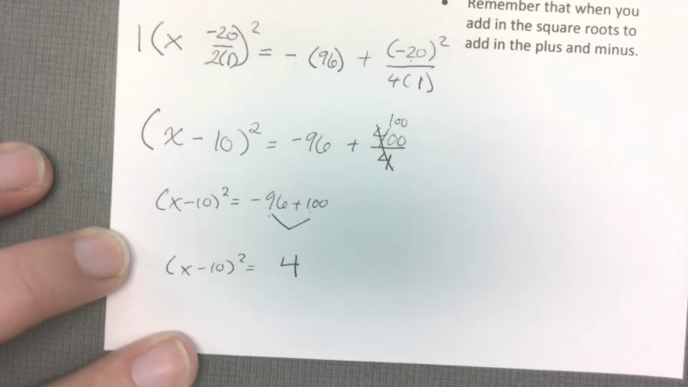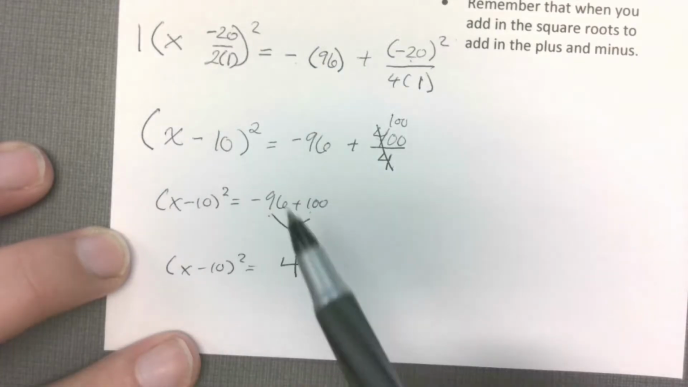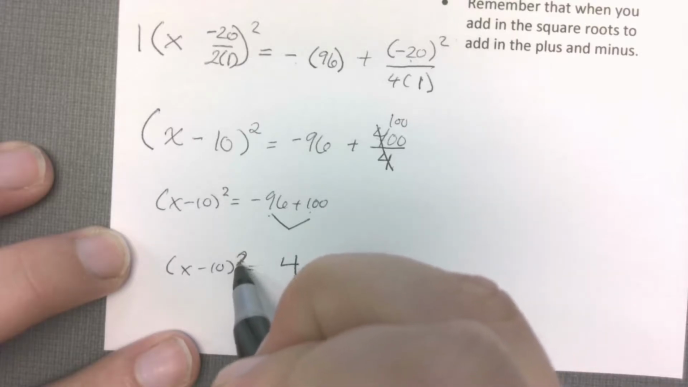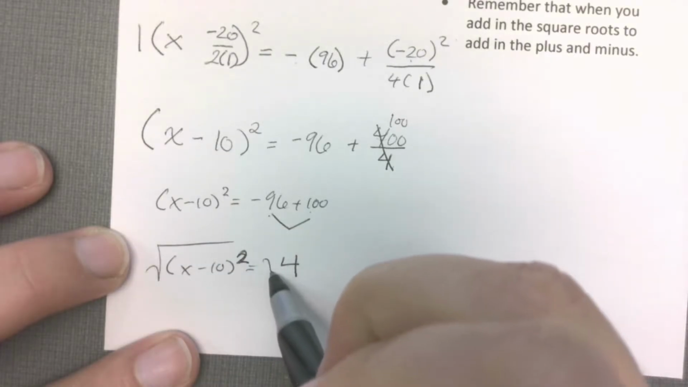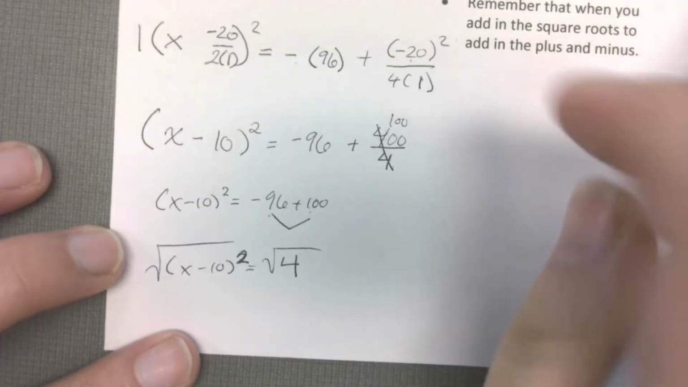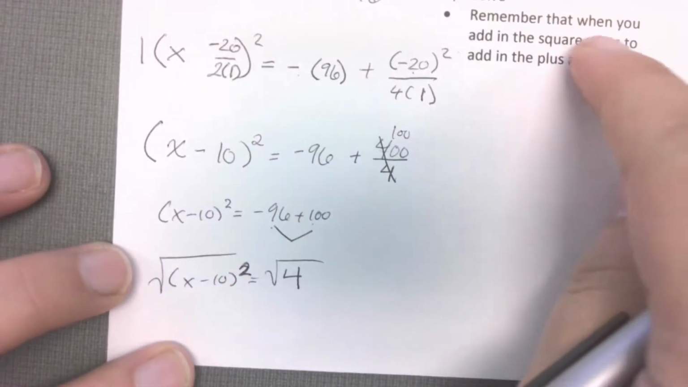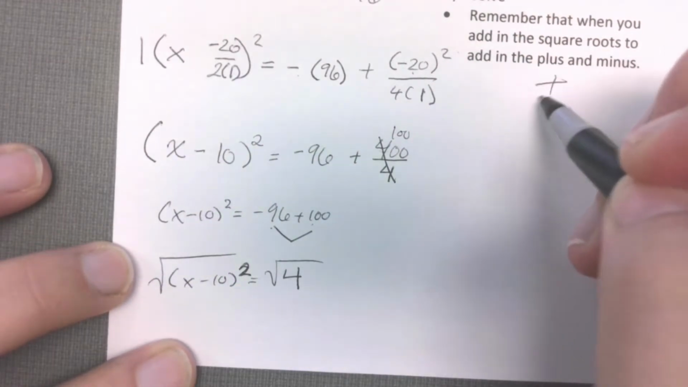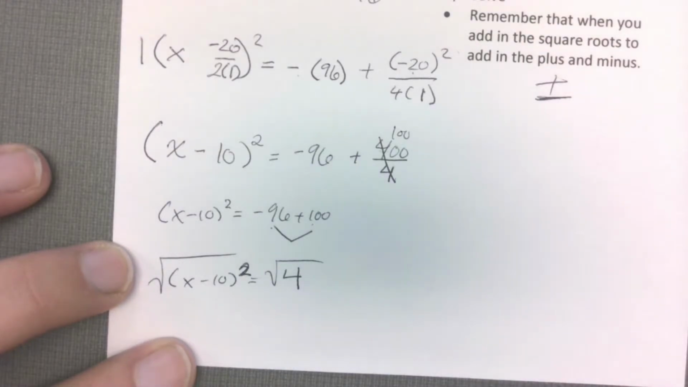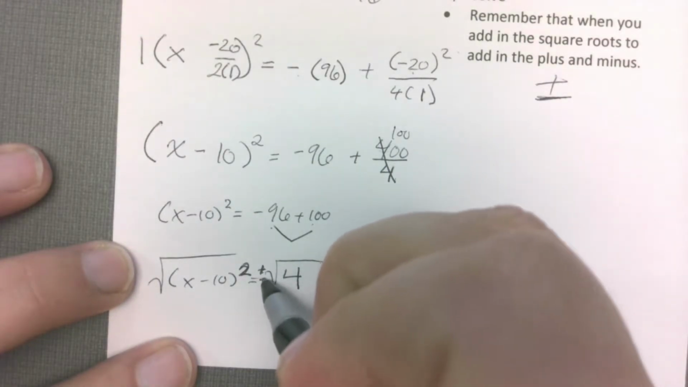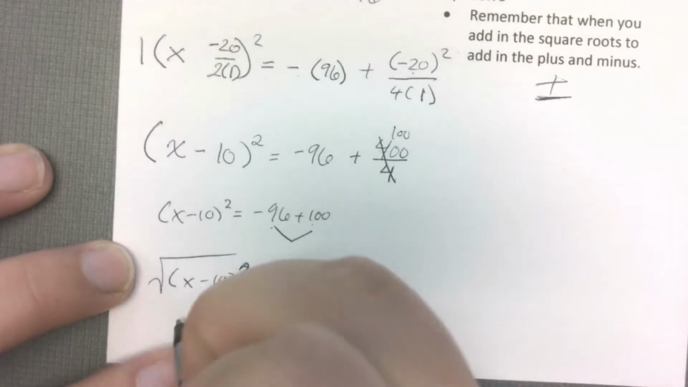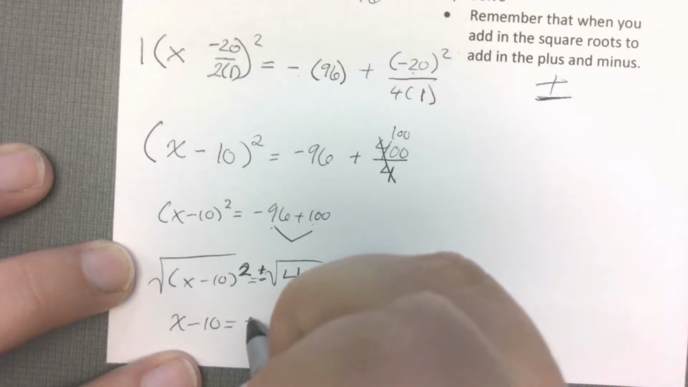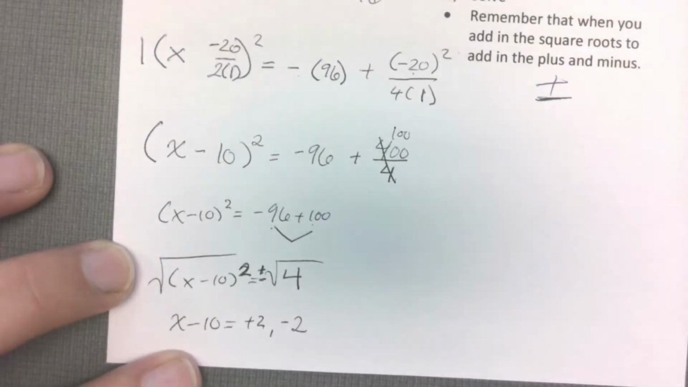Now this is just like solving with the square root. We did that a couple weeks ago. How do I get rid of the square? Square root it. When I add in the square root, what do I need to remember? Plus and minus. Really big deal. So right here I need a plus and a minus. What's the square root of 4, y'all? 2. So I have x minus 10 equals positive 2 and negative 2.